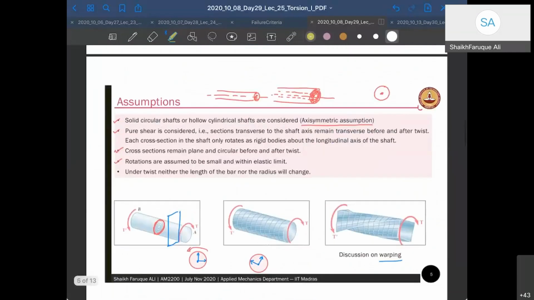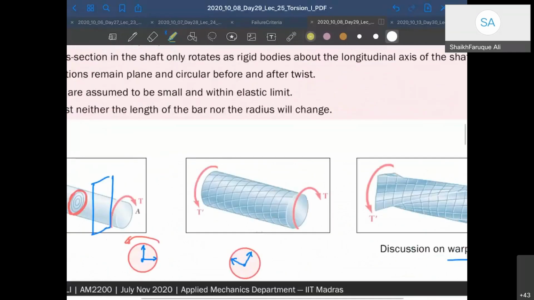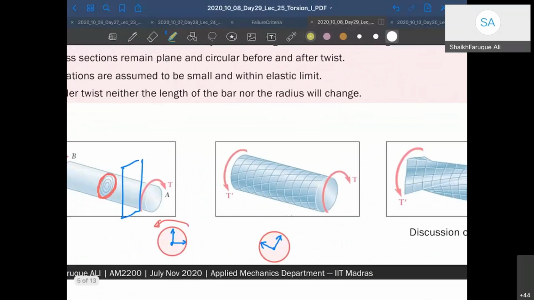One of the simplifications is, if you see this figure, if you have a torsional member and you give a twist to the shaft, the straight lines that were horizontal in the beginning will remain straight lines, but not remain horizontal. They will become inclined straight lines. Okay, that's one. The circular cross sections do not distort. They remain circular before and after the twist. They also do not expand or contract in length. Neither of those two happen.